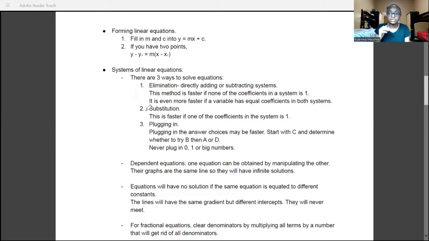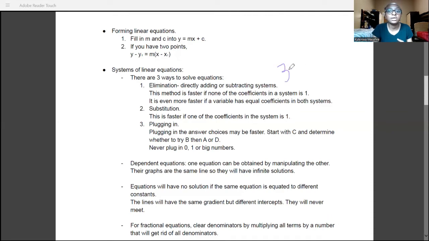The thing about the SAT is that you are really racing against time. So it's very important that you pick the method that's going to be faster for you. You have to look at the system and be able to tell which method is going to be faster, elimination or substitution. And then you also look at plugging in. Elimination is the faster method if none of the coefficients in a system is 1. This is just because dealing with fractions takes a longer time, right?